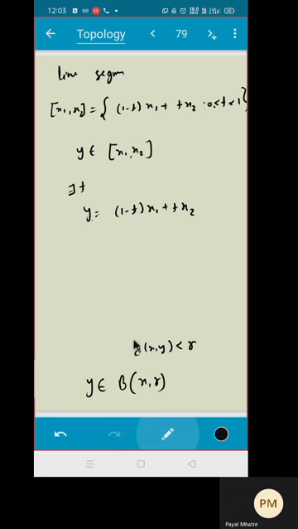Do you know something about x1 and x2? Since x1 belongs to B(x, r), can I say something? Can I say the distance between x and x1 is less than r? And again, I know x2 also belongs to B(x, r). Can I say that the distance between x and x2 is again less than r? Yes. Now can you talk about the distance between x and y? And what is y?